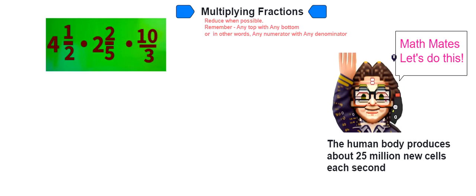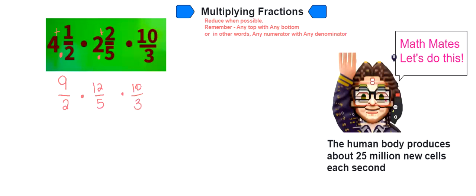Yes, we need to change the mixed numbers into improper fractions. So this 4 1/2, it's a mixed number because it has a number and a fraction together. So 4 times 2 is 8. 8 plus 1 is 9. So that's 9/2. Times, we've got another mixed number. It's a number and a fraction together. 2 times 5 is 10. Plus 2 is 12 over 5. And then we've got 10/3, which is an improper fraction because the bigger number's on top. Very good.